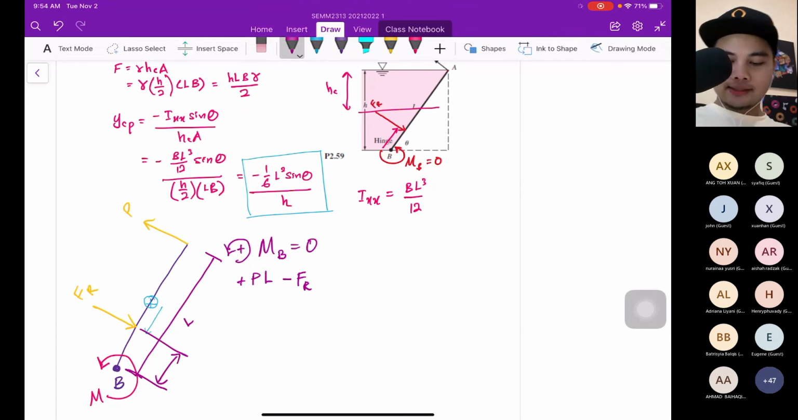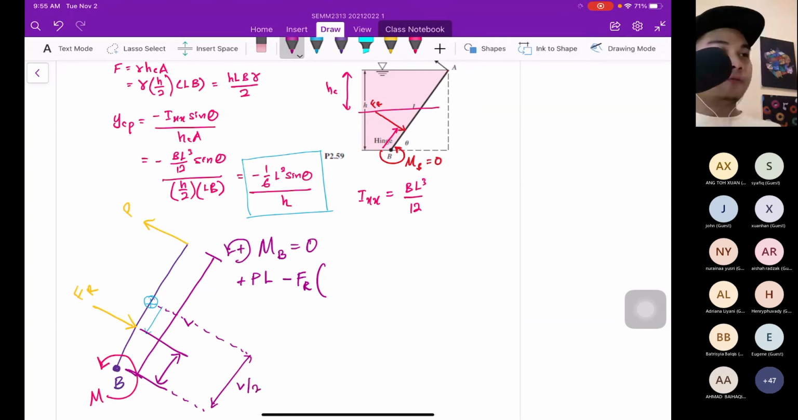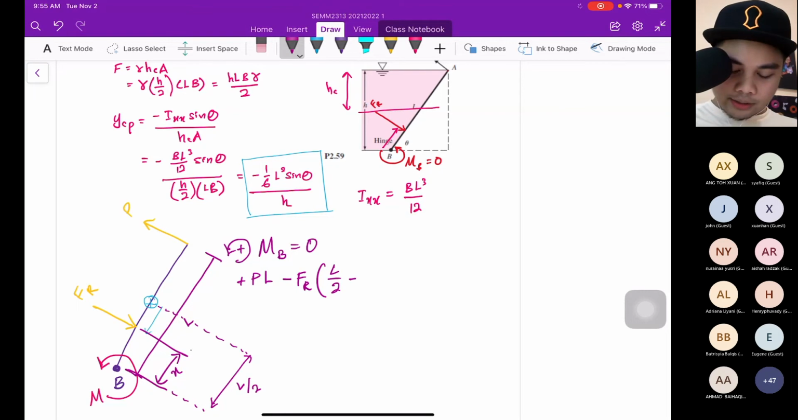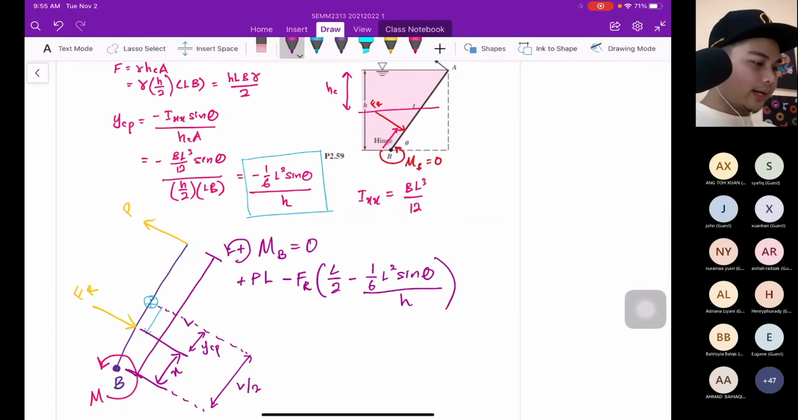Negative FR multiplied with this distance. What is the distance? Very simple, we already know the answer: YCP plus HC. From here to here is L over 2. How to get this X? L over 2 minus YCP. Yes, perfect. L over 2 minus the one that we don't want, which is YCP, and that is minus 1 over 6 L squared sine theta over H, equal to 0.